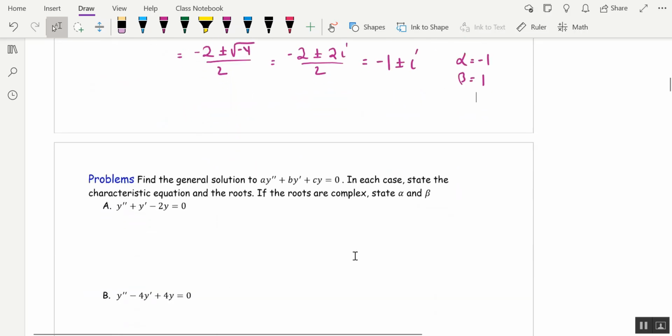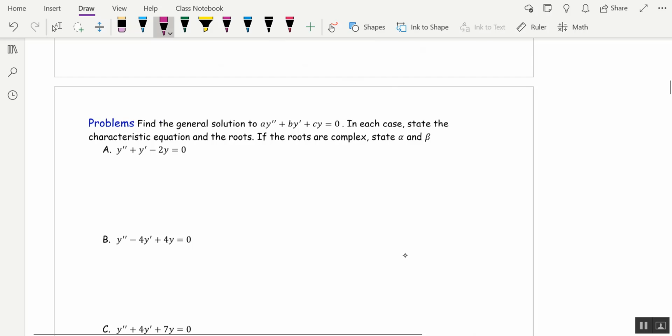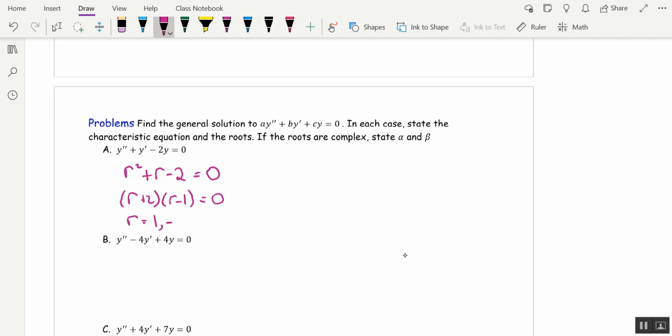Okay, so we're going to write down the general solution, and in each case we're going to state the characteristic equation. We're going to factor it if we can. If it's complex, we won't factor it. And if the roots are complex, we're going to state alpha and beta. So the characteristic equation for this first one is r squared plus r minus 2 equals 0. That factors pretty easily as r plus 2, r minus 1 equals 0. So our roots are 1 and -2.